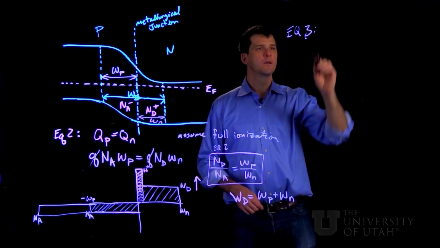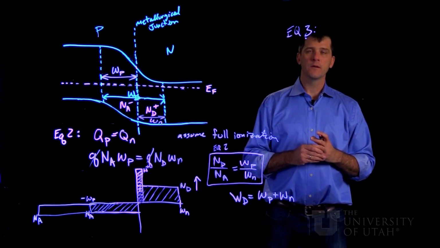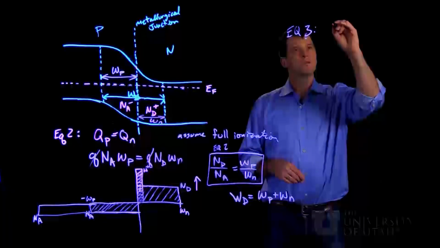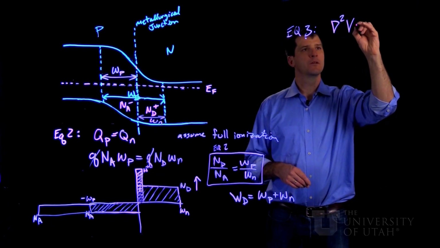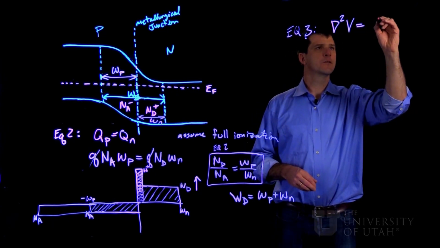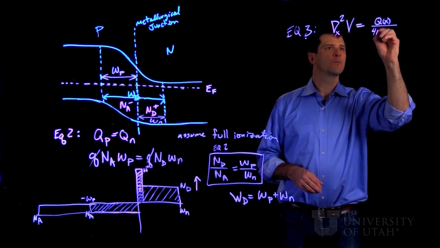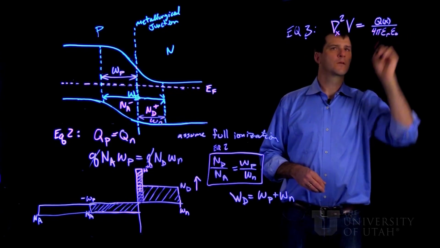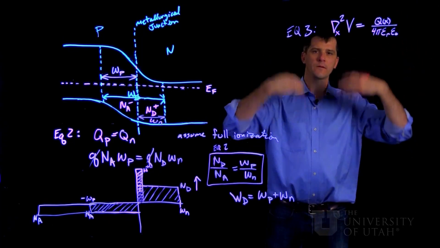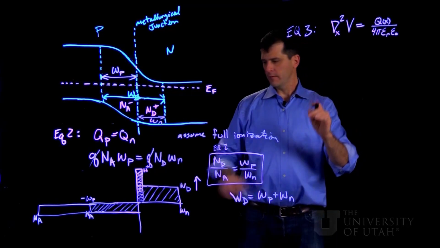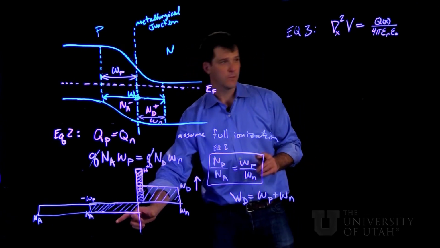So our equation 3, we can connect the charge density to the voltage by using Gauss's law. So we can say that the double derivative of the voltage equals the charge density Q of x over 4 pi epsilon relative epsilon naught. So that means we can start with the charge density, integrate once to get the electric field, and then integrate again to get the voltage. So we can carry out this integration over this constant charge density in a piecewise fashion.